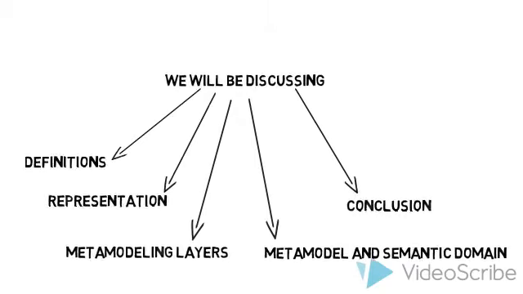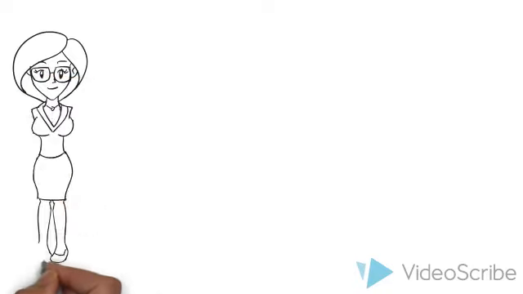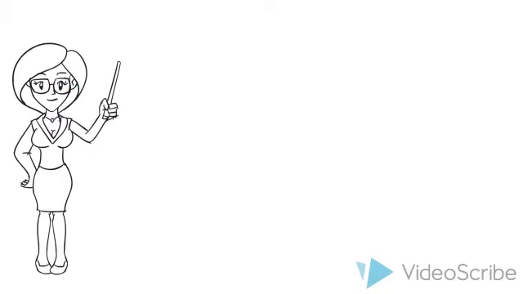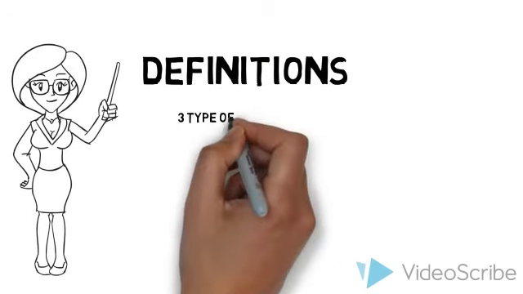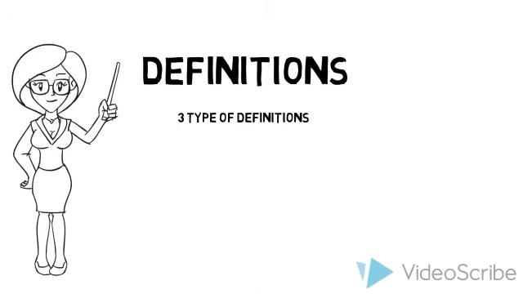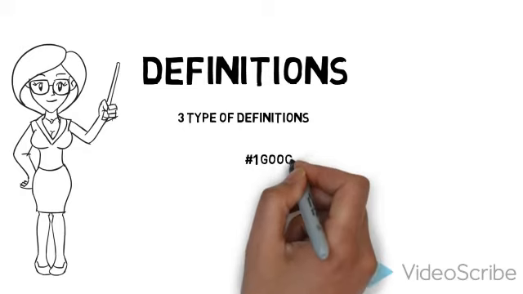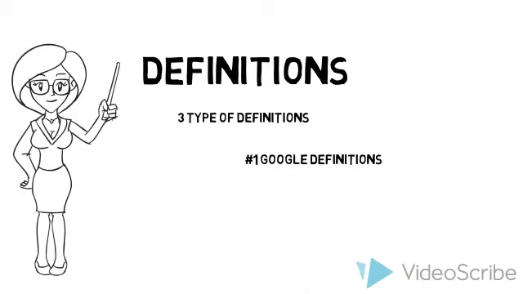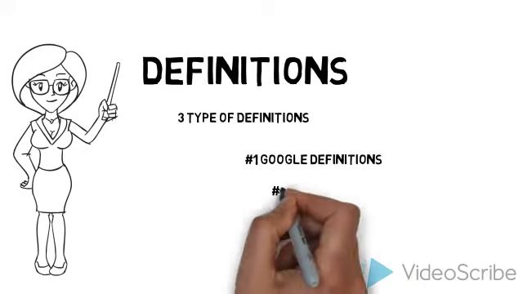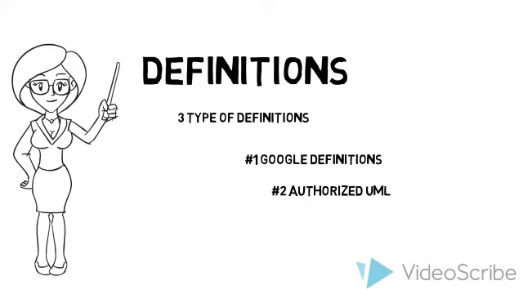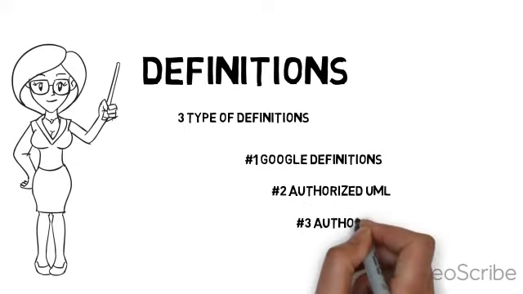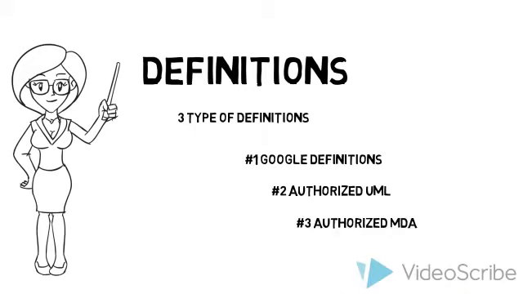So let's start our first part. In the first part of definitions, first of all, I will explain some Google definitions. Then I will explain some authorized UML definitions of meta model, and then finally I will discuss some authorized MDA definitions of meta modeling.